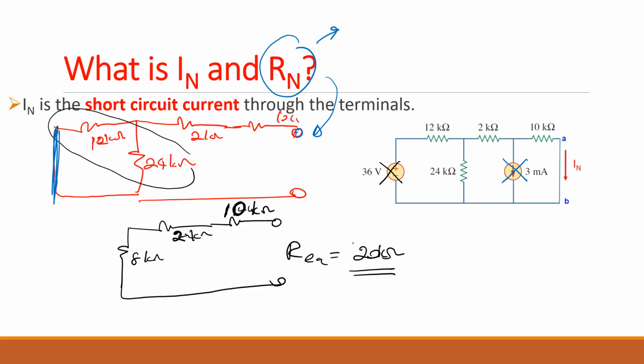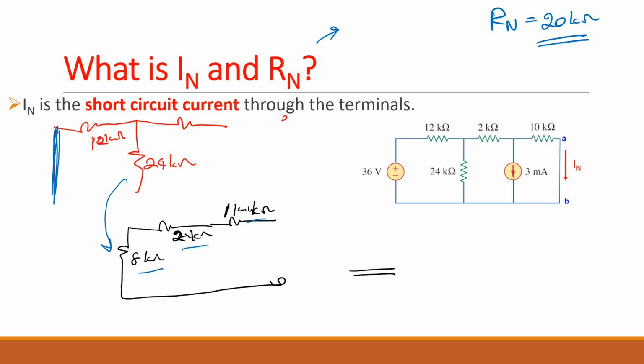So we can see 12 and 24 are in parallel to each other, so you can add them together, and these three are all in series with each other, so you can find the equivalent resistance, which is 20. So that will be your Rn, which is equal to 20 kilo ohms. Any question? Okay, now how do you find the current?